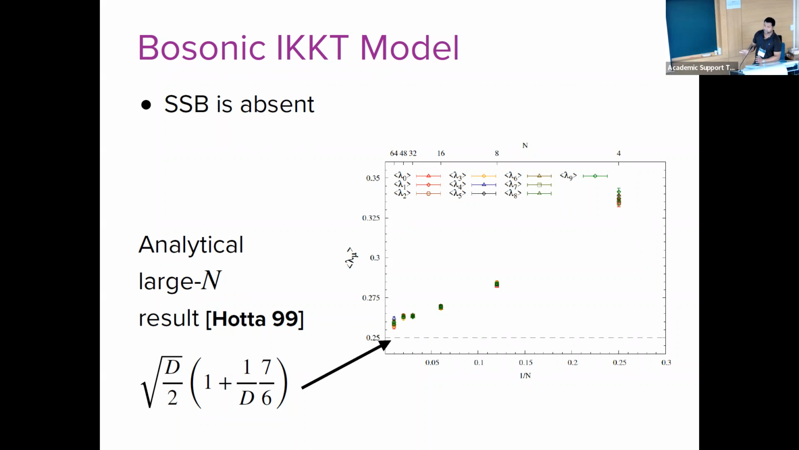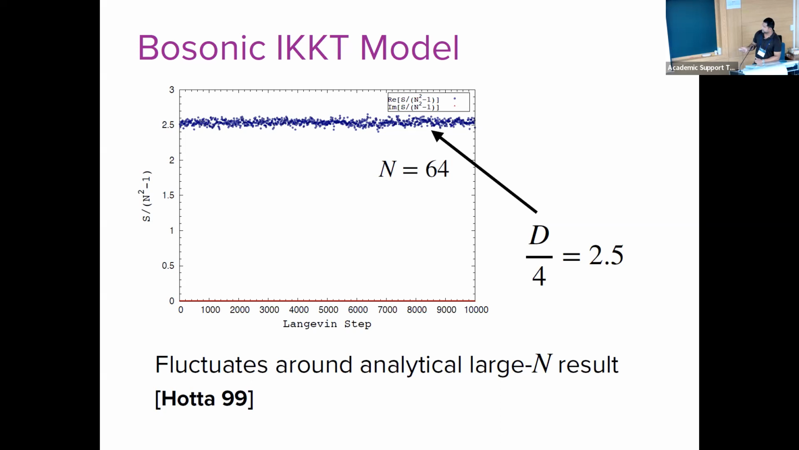So there is no SSB in IKKT, because they are all clustered together and approaching the analytical value. This is 1/n, and these are the n values we used, up to n equal to 64. Next, another thing to observe is the bosonic action.